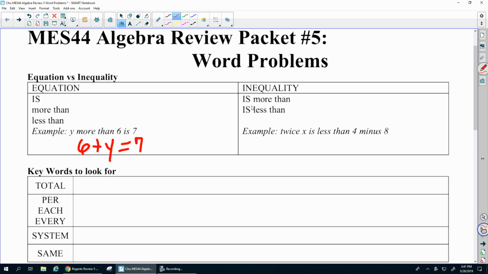Whereas in an inequality, you have more than and less than, but you have the keyword is in front of them. So twice x is less than 4 minus 8.